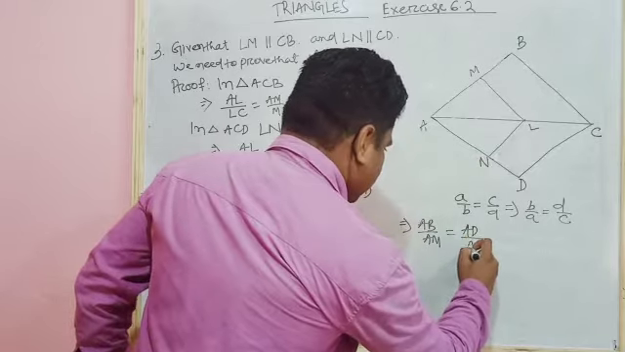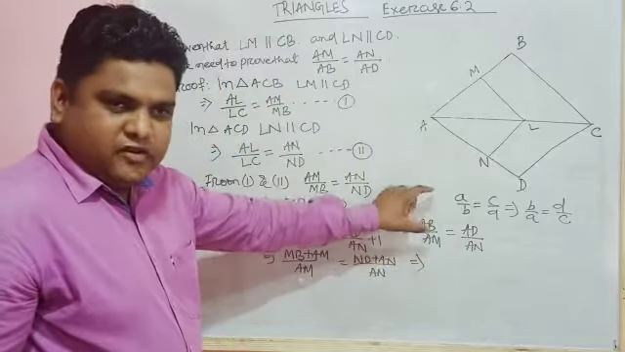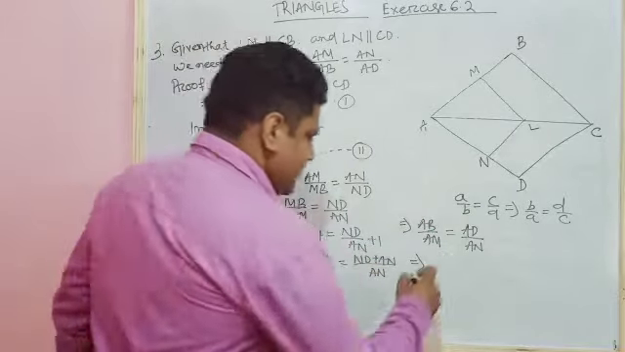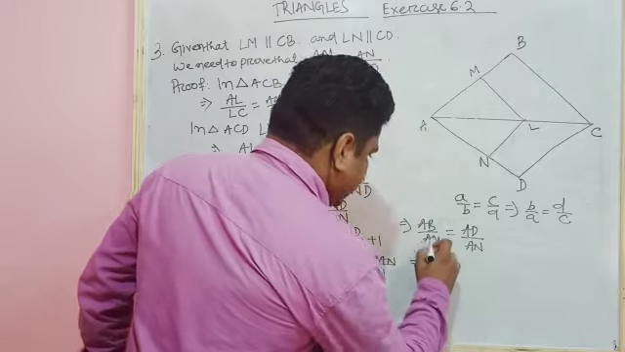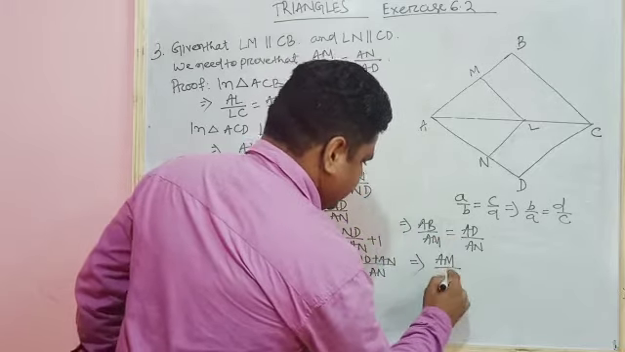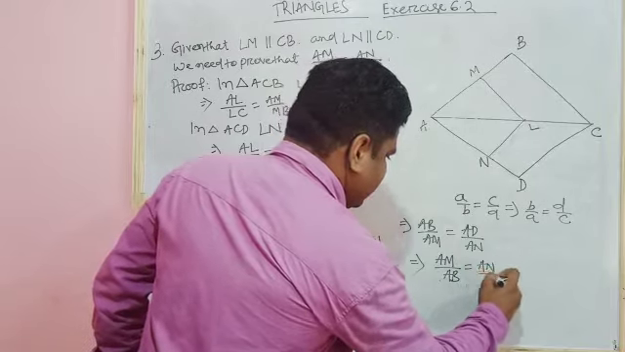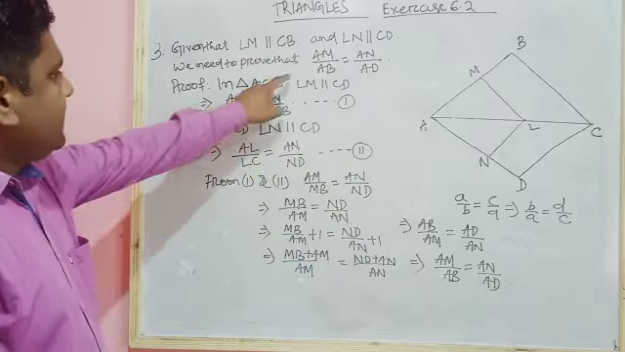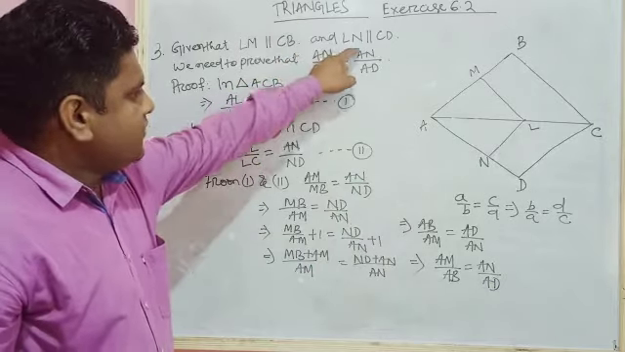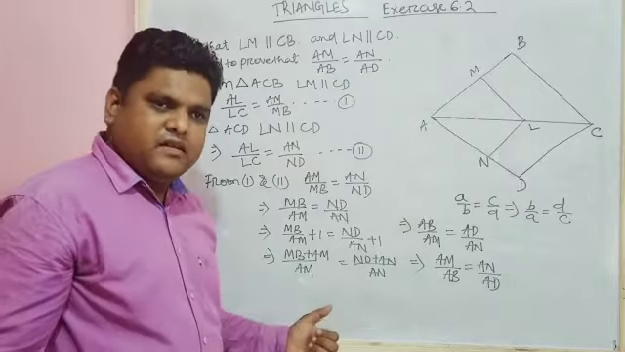Once again, reciprocating these two, AM by AB is equal to AN by AD. AM by AB equal to AN by AD. This much we needed to prove, and we have proved this much.